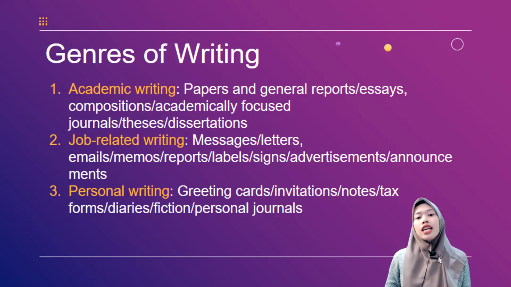Academic writing includes papers, general reports or essays, and then journals, theses, and dissertations. And then the examples of job-related writing are messages or letters, emails, memos, reports, labels, signs, advertisements, and announcements. And what about personal writing? All right, these are the examples of personal writing. There are greeting cards, invitations, notes, text from diaries, fiction, and personal journals.